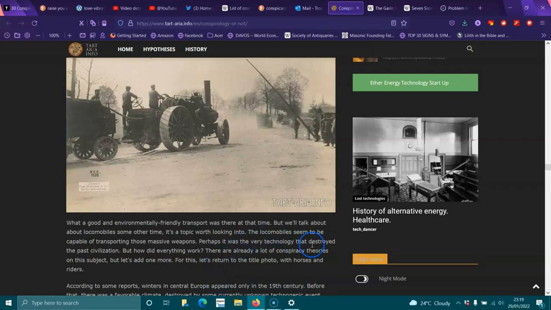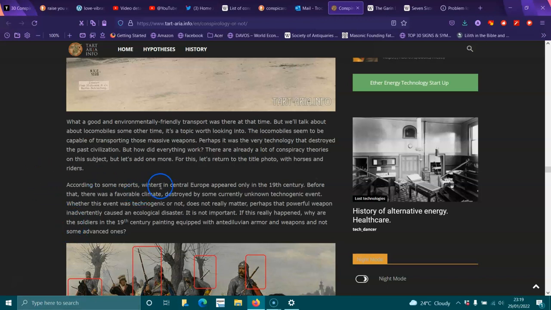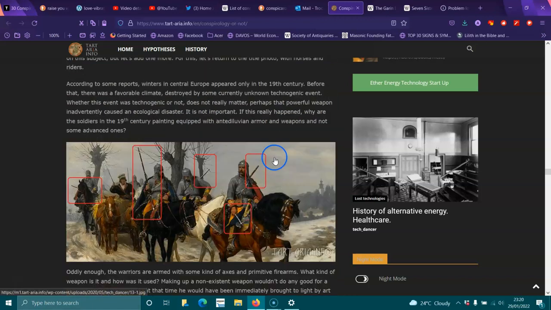Perhaps it was the very technology that destroyed the past civilizations, but how did everything work? There are already a lot of conspiracy theories on the subject, but let's add one more. For this, let's return to the title photo with horses and riders. According to some reports, winters in Central Europe appeared only in the mid-19th century. Before that, there was a favorable climate, destroyed by some currently unknown technogenic event. Whether this event was technogenic or not does not really matter. Perhaps a powerful weapon inadvertently caused an ecological disaster, but that is not important. If this really happened, why are the soldiers in 19th century paintings equipped with antediluvian armor and weapons, and not some advanced ones?